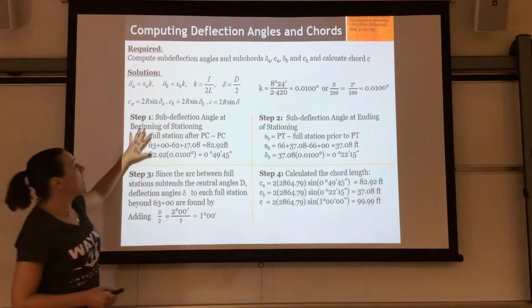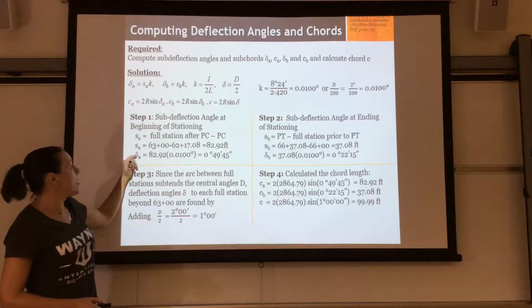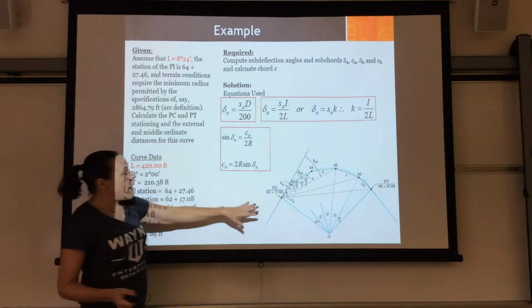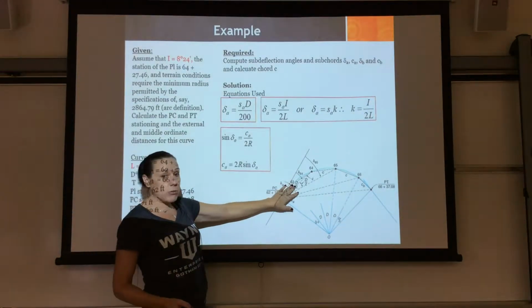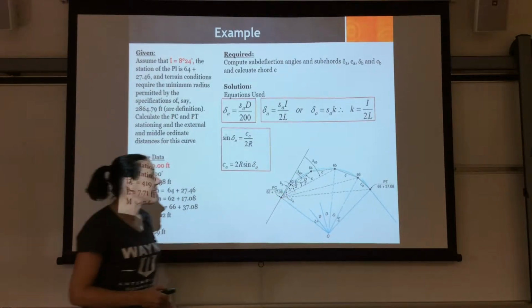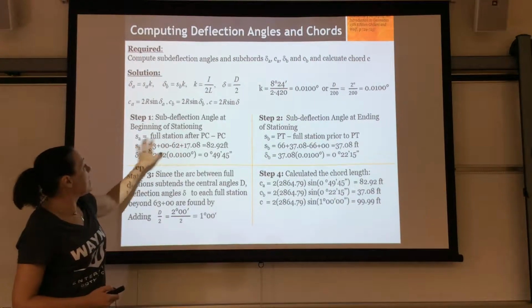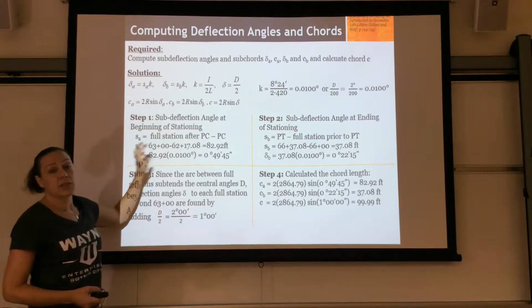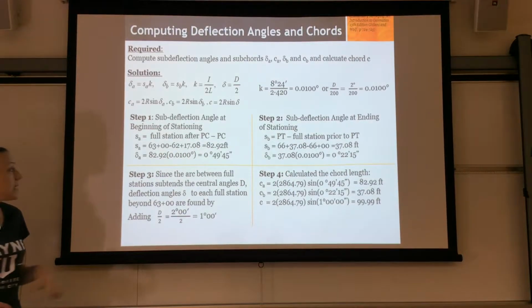The first step is we have to figure all of our SA deflections and our subdeflection at the beginning. So our subdeflection at the beginning means, remember what I said, we started at 6217.008 and we went to 63 plus 00. So I'm just going to subtract these two numbers to get that arc length SA. That's what this says: the full station after the PC. So 63 plus 00 is the full station after the PC. So there's 82.92 feet in between those.